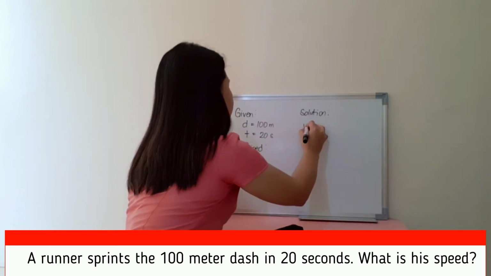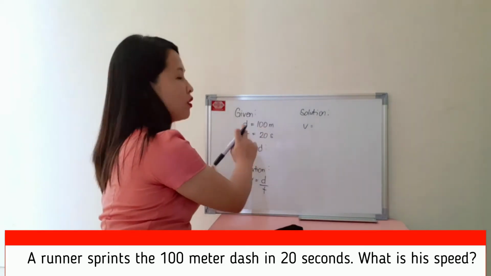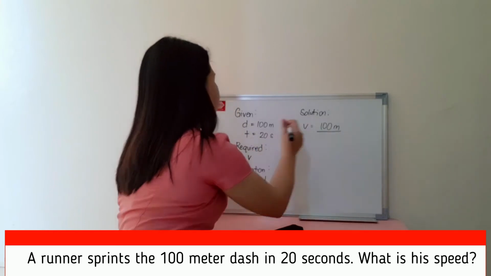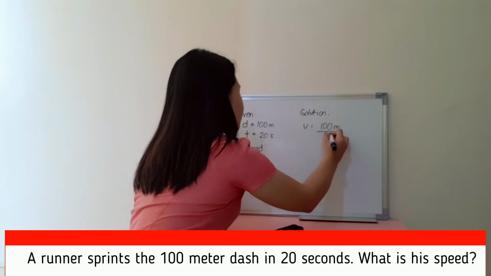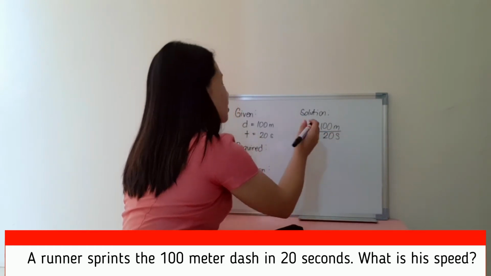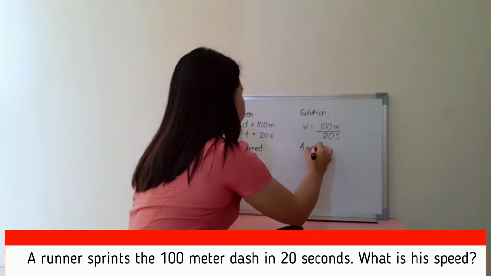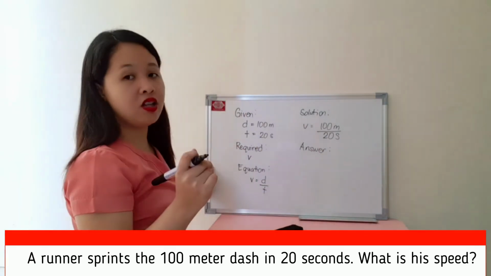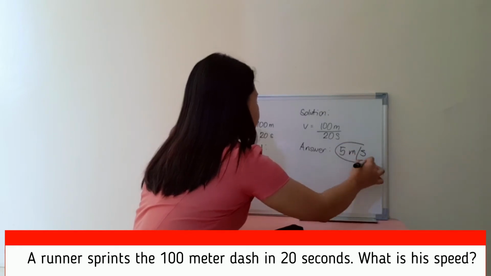Okay, speed is equal to distance divided by time. What is the value of distance? 100 meters, divided by the value of time, which is 20 seconds. We just need to divide. And the answer is 100 meters divided by 20 seconds. The answer is 5 meters per second.